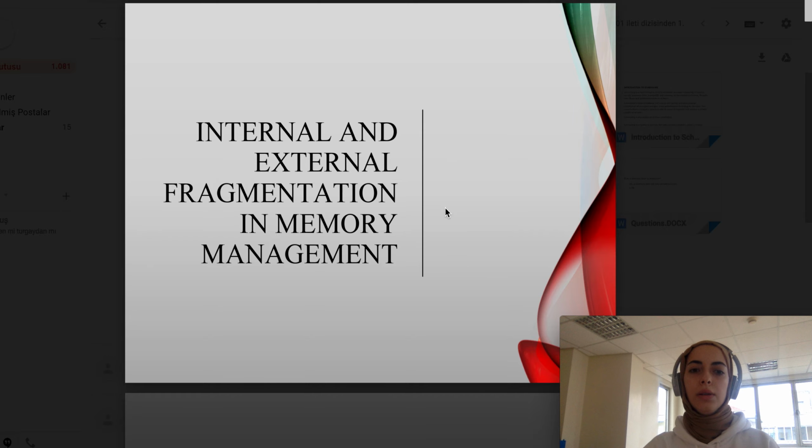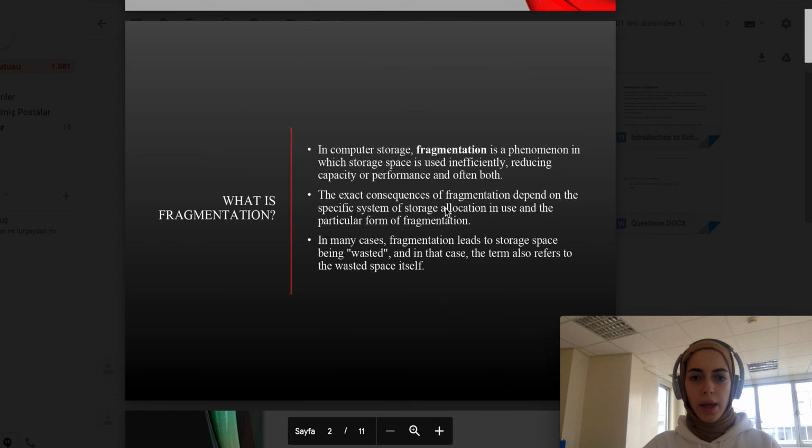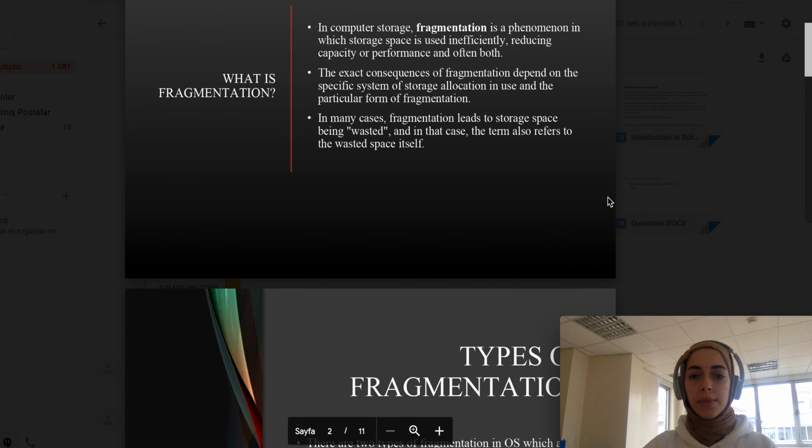Going to talk about internal and external fragmentation in memory management. Fragmentation is a phenomenon in which storage space is used inefficiently, reducing capacity or performance, and often both. The exact consequences of fragmentation depend on the specific system of storage allocation in use and the particular form of fragmentation. But in many cases, fragmentation leads to storage space being wasted.